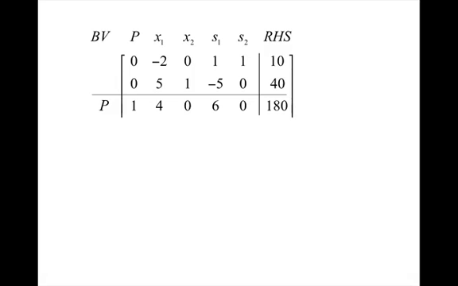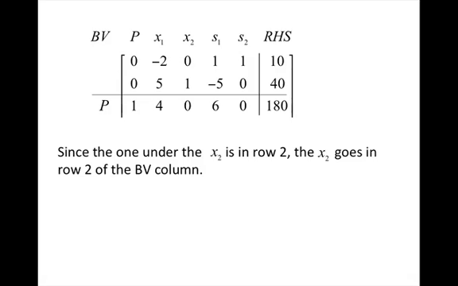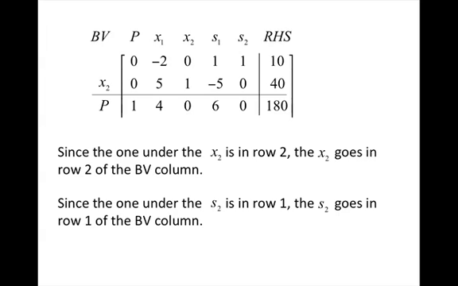My last basic variable is always going to be the P. And now go to your columns. Since the 1 under the x sub 2 is in row 2, the x sub 2 goes in row 2 of our basic variable column. So it's my second basic variable. Since the 1 under the s sub 2 is in row 1, s sub 2 goes in row 1 of the basic variable column. So it becomes my first basic variable.